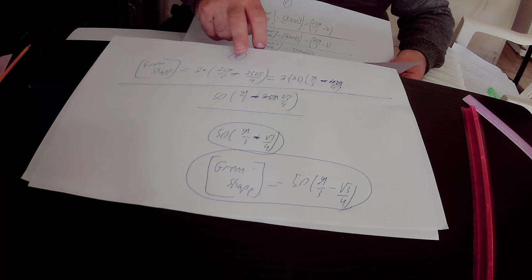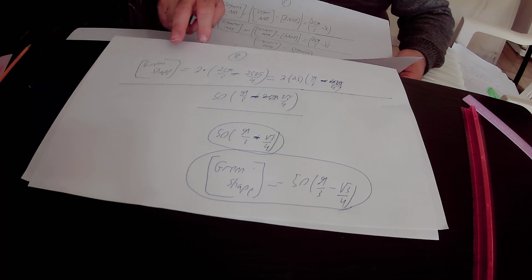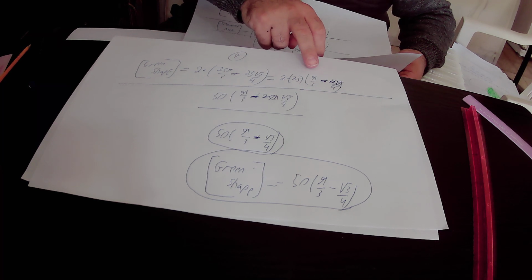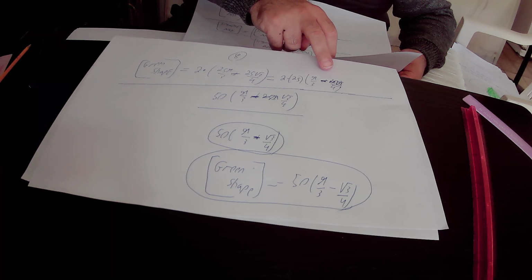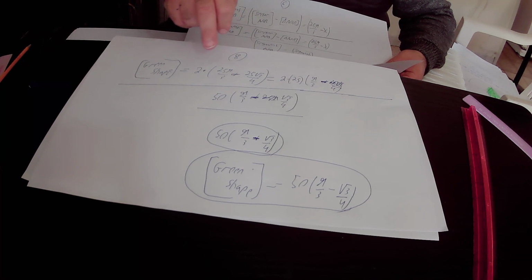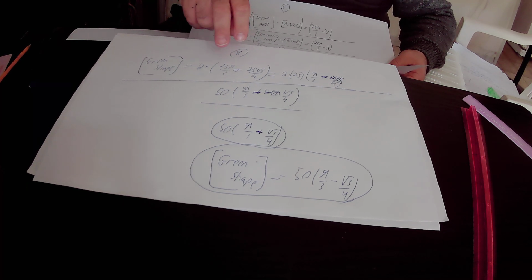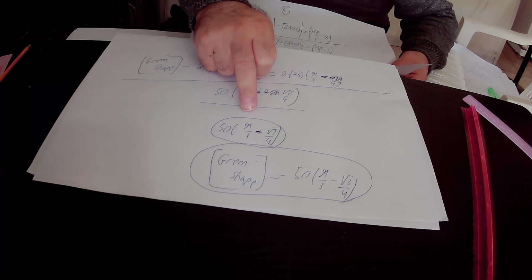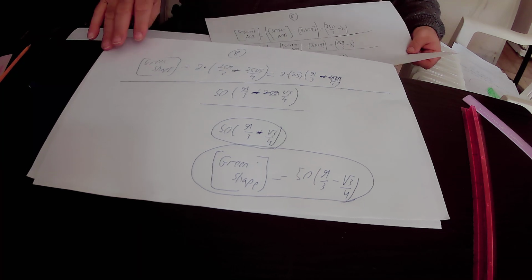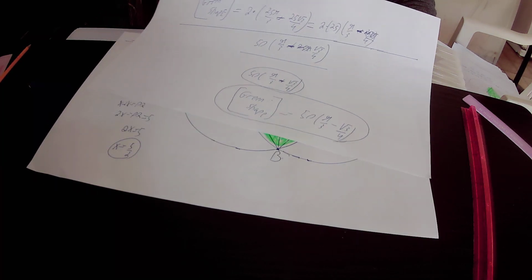So here we took 25 as a common factor out of these two expressions, and we got that the green shape equals 2 times 25 times pi over 3 minus 25 times square root of 3 over 4. 2 times 25 is 50. So we got that the area of the green shape equals 50 times pi over 3 minus square root of 3 over 4 square units. Okay? Then I presented to you how to find the area of the green shape according to the second method.